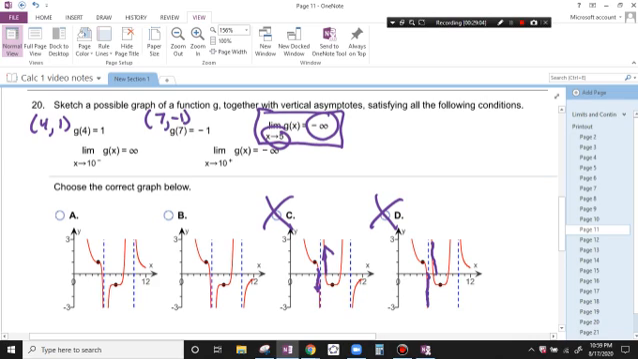On the left of 10, I need to be going up. Looks good. On the right of 10, I need to be going down. On the left of 10 going up. On the right of 10 going down. B wins.